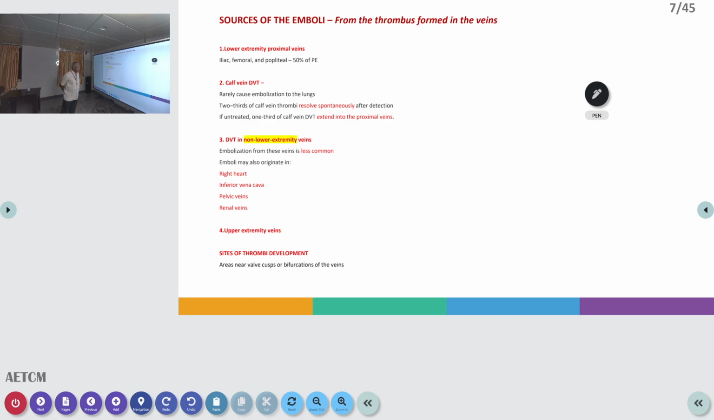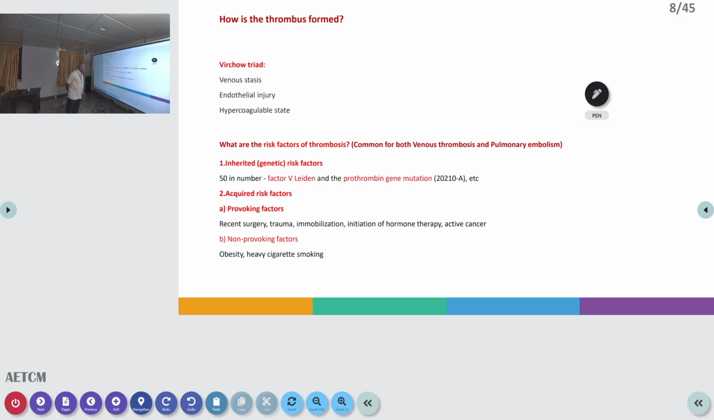The sites of thrombi development inside the vessels, in veins, are near the valve cusp or bifurcation, where the flow of blood becomes turbulent from laminar flow. There are three factors which are very common to cause thrombus formation. You all know Virchow triad. One is venous stasis, number two is endothelial injury, number three is hypercoagulable state. Each factor has its own many causes.